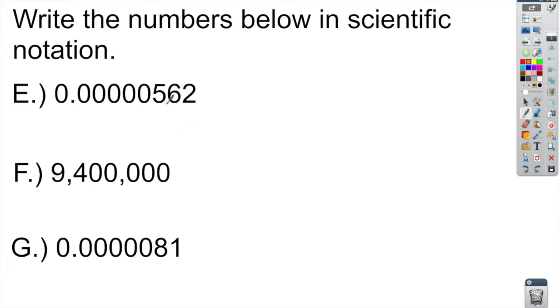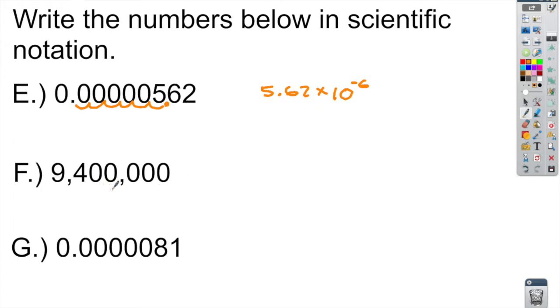All right, hopefully you realized it went here. So the answer is 5.62 times, and I had to move the decimal 1, 2, 3, 4, 5, 6 places to the left. And the reason why I had to move it left was because it's a really tiny decimal, which means that this 6 is going to be negative. 5.62 times 10 to the negative 6th.